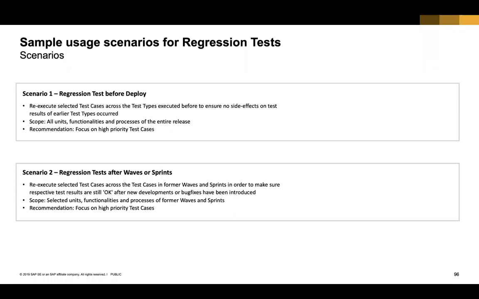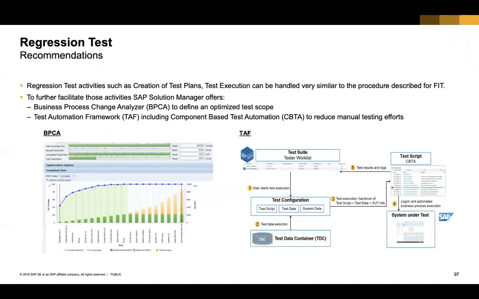Another, more agile way to do regression testing is where you have to do it after every wave, so that you ensure that nothing has broken in the functionality that you developed in wave 1. You need to do regression testing of wave 1 in wave 2, right? So for all of these, you can leverage automated testing, which is available in Solution Manager Standard.